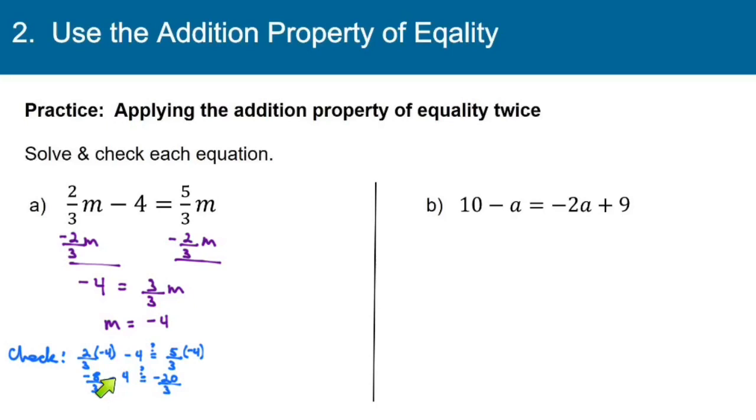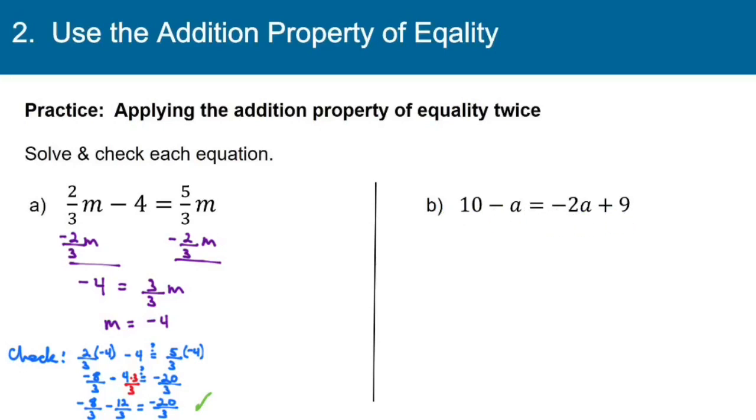-20/3. Now we need a common denominator, so I'll multiply this whole number by 3/3. That will give us -12/3 for that term. And now we have -8/3 minus 12/3 equals -20/3. And you know that -8 plus -12 would be -20. And so we've got this verified now is true, and we can say that the solution set here would be -4.